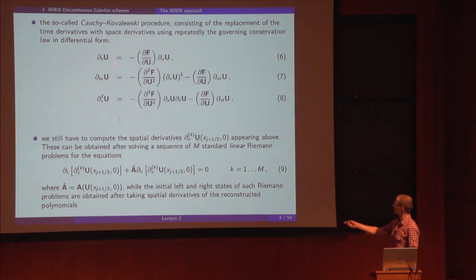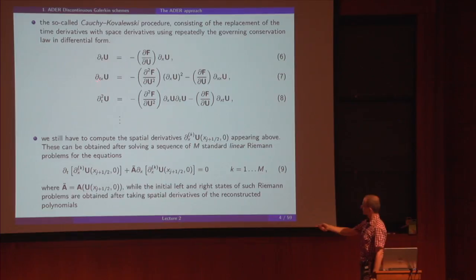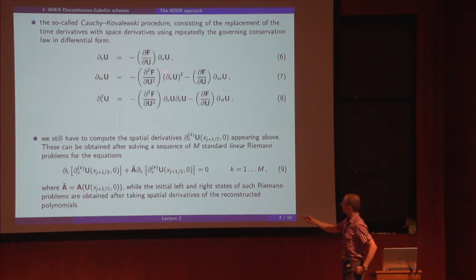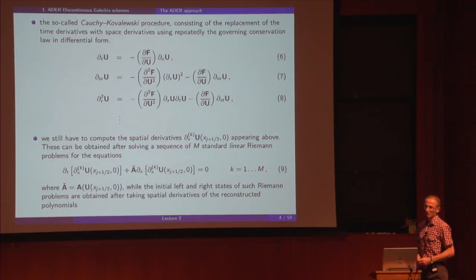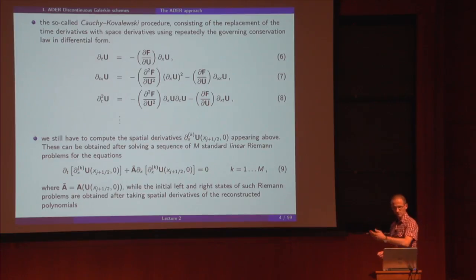So the first time derivative will be just minus df over du, the Jacobian, times dxu, right? So then you have mixed derivatives like this, and you just do some algebra. And everywhere, so you see here, I've written a time derivative in terms of spatial derivatives. Then you reach the second derivative in time, and you do something similar. And everywhere you see a time derivative, you go up and replace it with the corresponding expression. So any time derivative can be written in this form, and then replaced into the Taylor expansion.